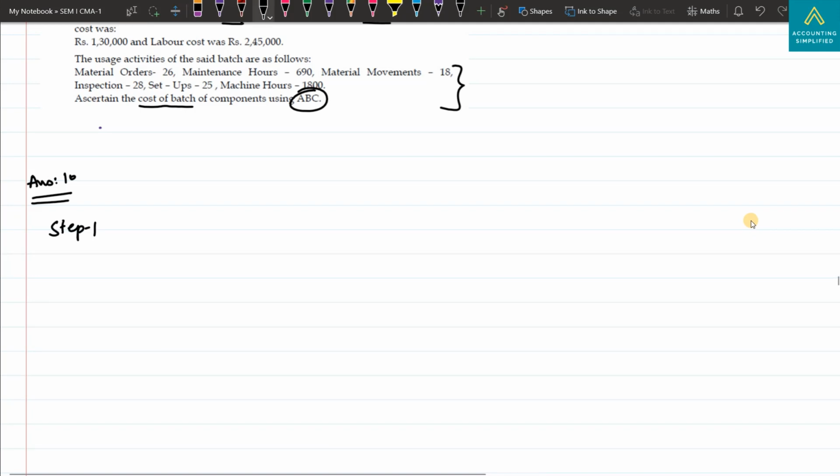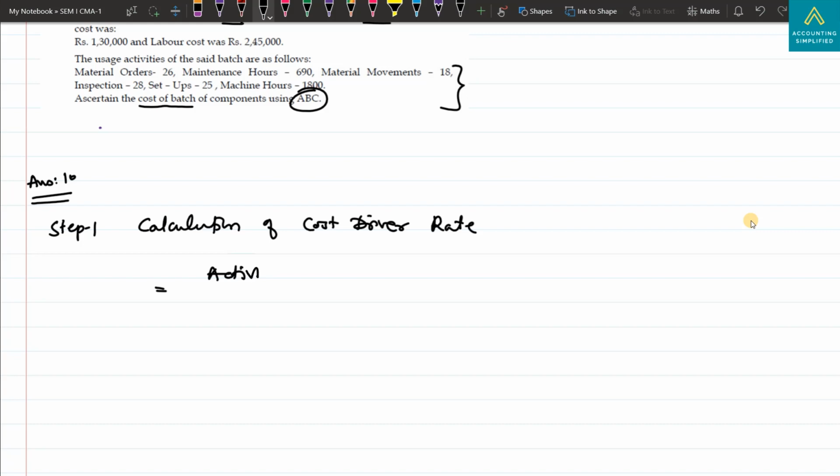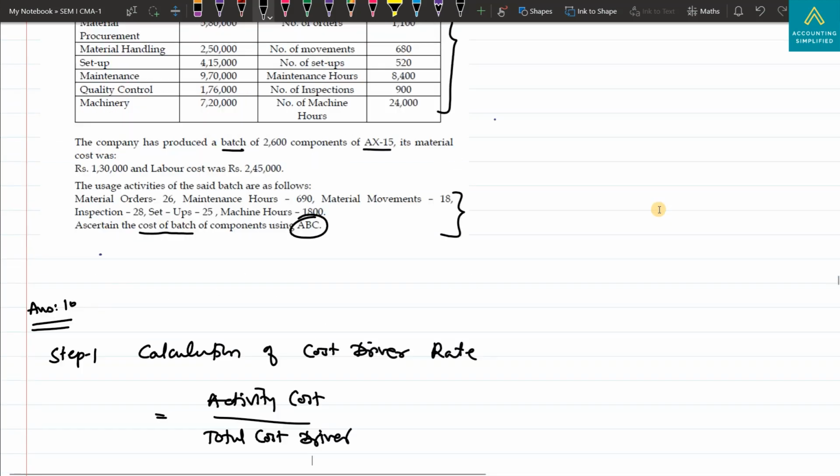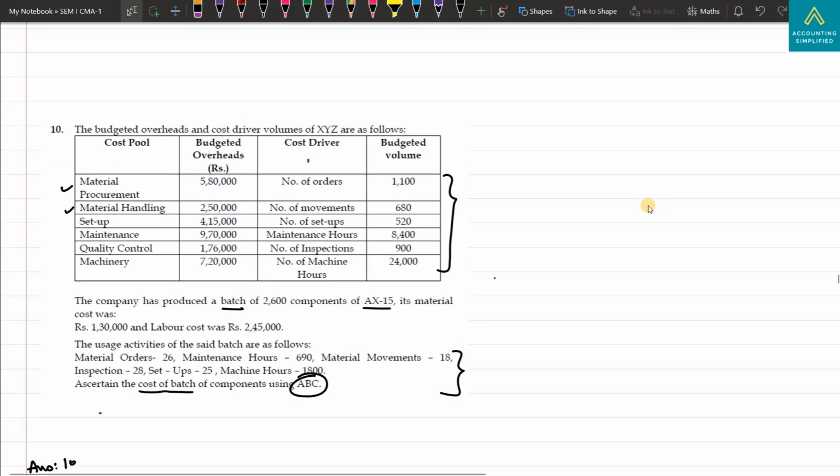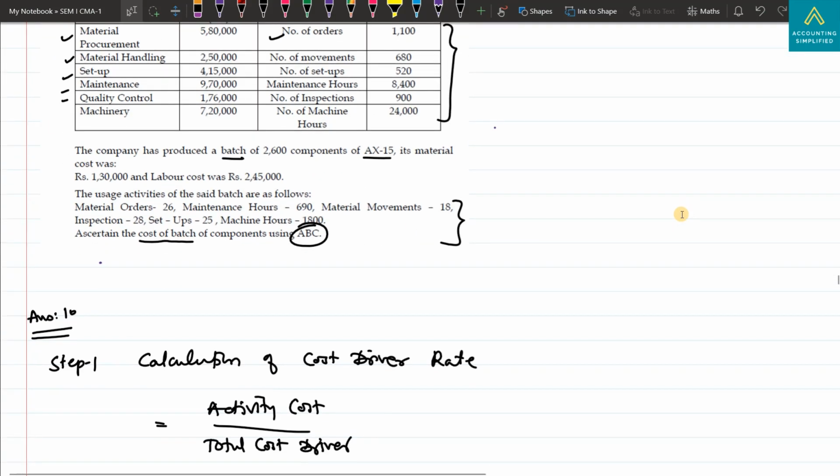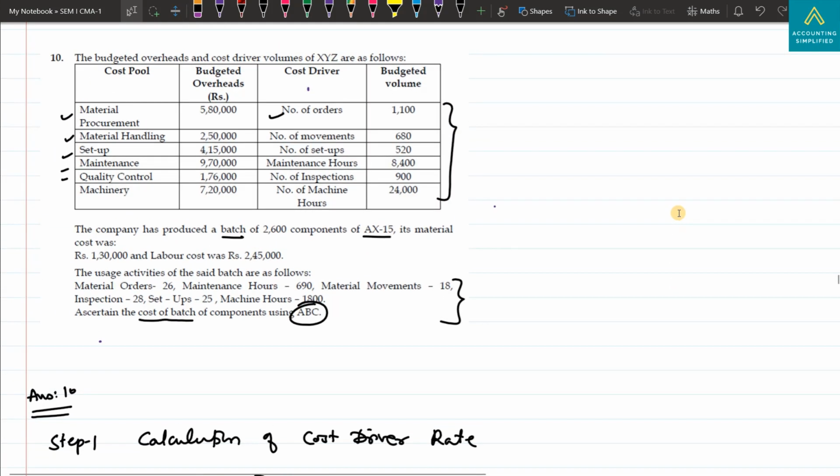Step one is nothing but calculation of cost driver rate. How to find out the cost driver rate? It's very easy now. Activity cost divided by total cost driver, right? The activity cost is given, and the cost driver is already given. So see, this is a very simple example.